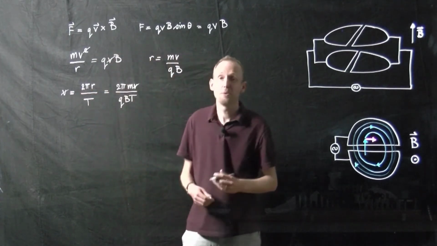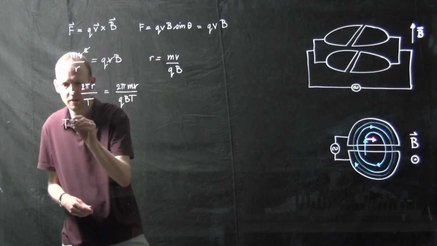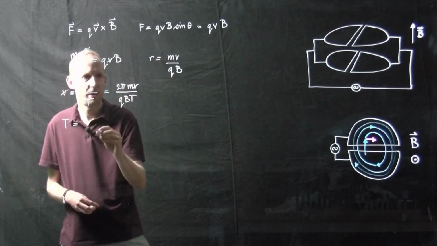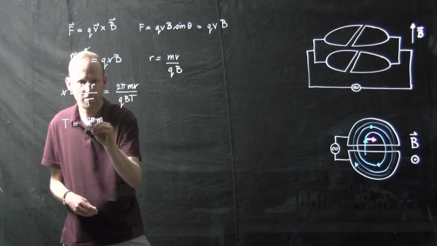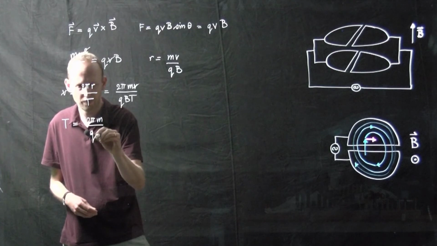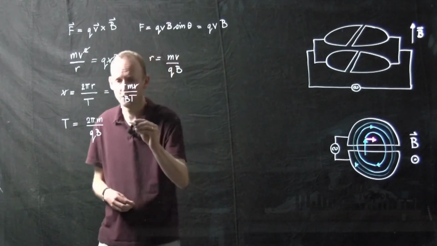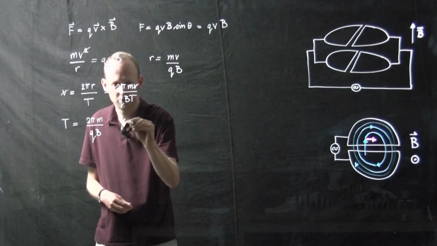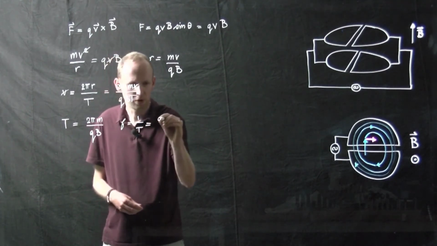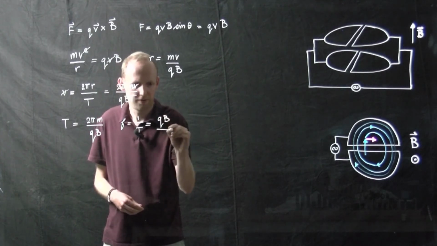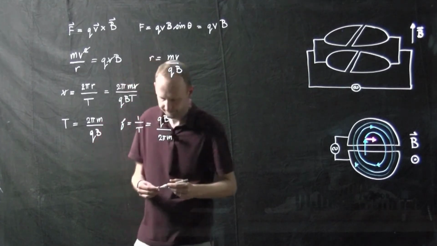Right? So now we can solve for t, the period, t equals 2 pi m divided by qb. Or the frequency, which ultimately we are interested in, the frequency f, which is nothing but 1 over t, equals qb divided by 2 pi m.